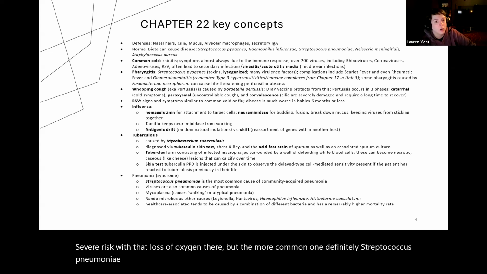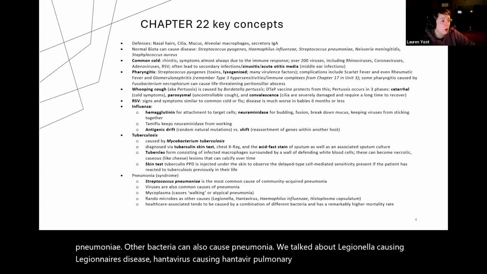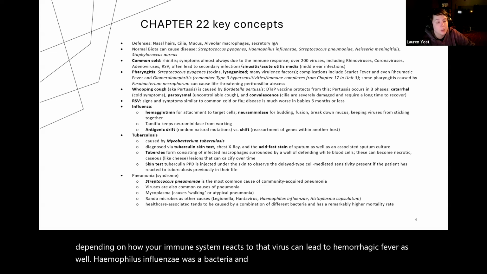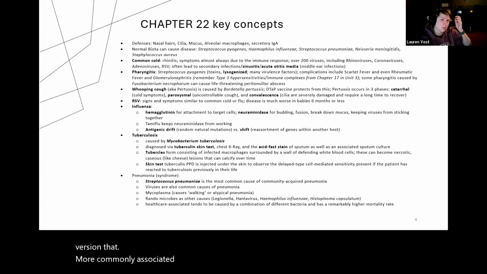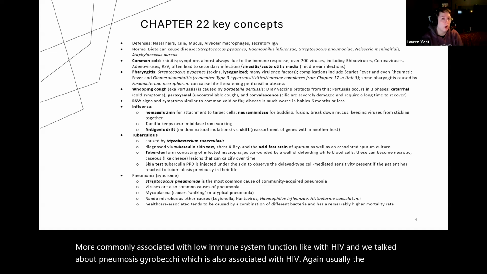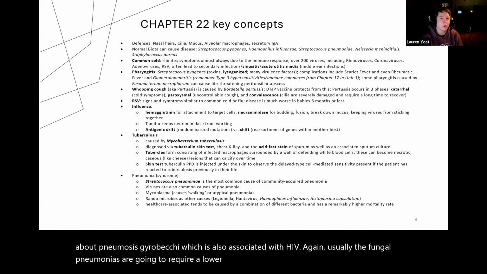Other bacteria can also cause pneumonia. We talked about Legionella causing Legionnaires' disease, and hantavirus causing hantaviral pulmonary syndrome. Depending on how your immune system reacts to that virus, it can also lead to hemorrhagic fever. Haemophilus influenzae was a bacteria, and then Histoplasma capsulatum was a fungal version that was more commonly associated with low immune system function, like with HIV. And we talked about Pneumocystis jirovecii, which is also associated with HIV. Again, usually the fungal pneumonias are going to require a lower immune function in order for them to really cause pathogenesis.